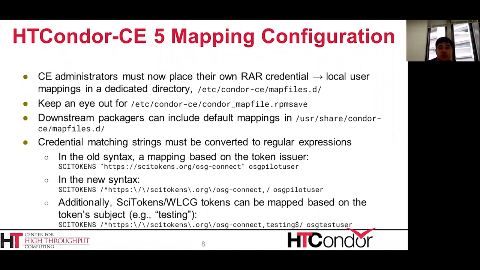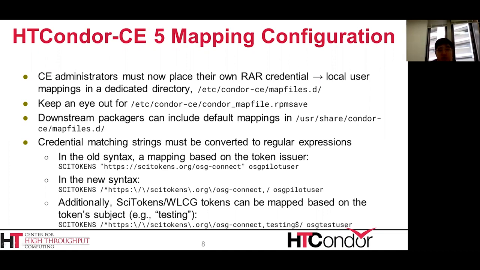We did the split because we also included a Condor-CE mapfiles.d in user share. And this is for files owned potentially by downstream packagers. So for example, in the OSG, we provide default SciTokens mappings for the OSG and Glow VOs. And then there are also some default mappings that are required there for functioning of the Condor-CE.